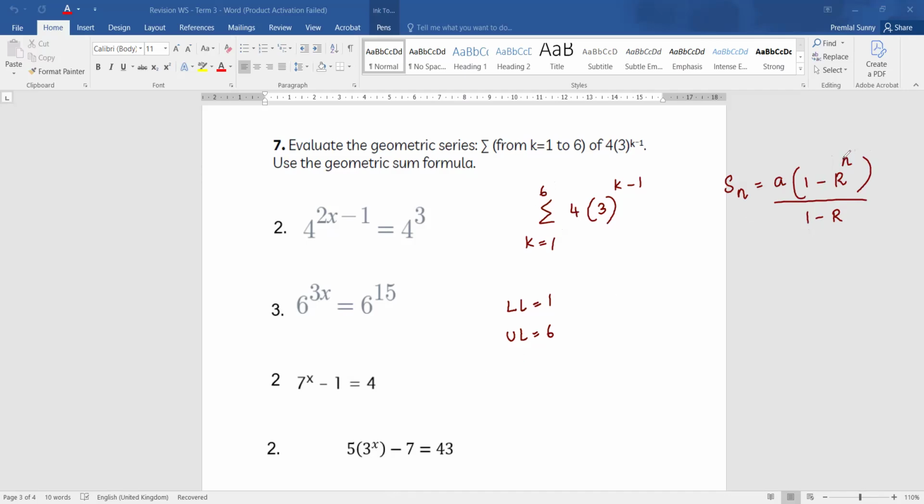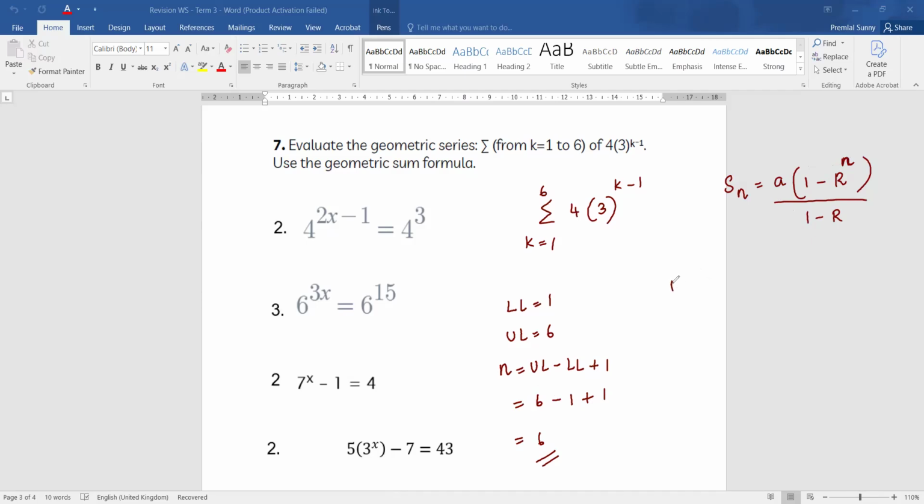So first we can find out this n using the same formula as before. Upper limit minus lower limit plus 1. So upper limit in this case is 6 minus lower limit in this case is 1 plus 1. So 6 minus 1 is 5, 5 plus 1 is 6. So we got the n value.